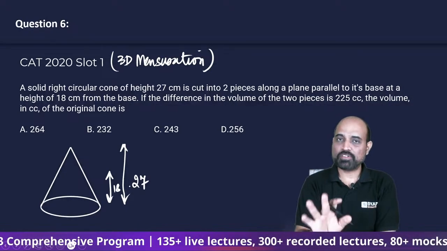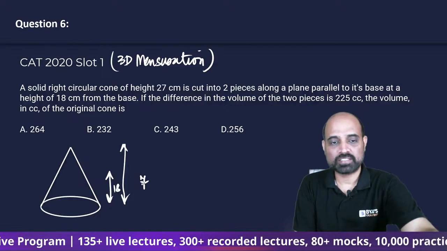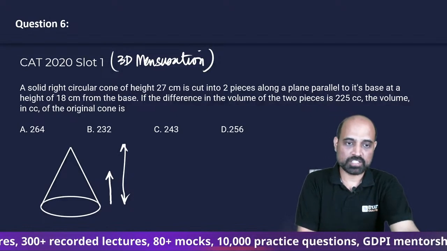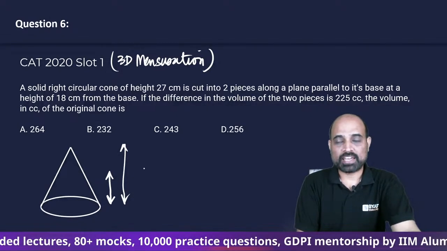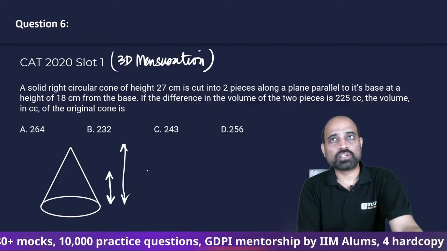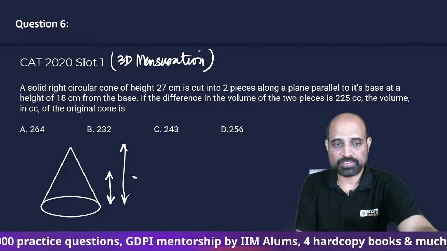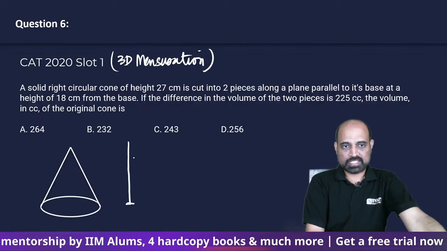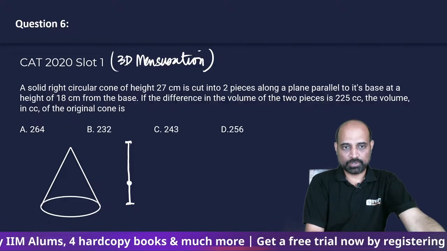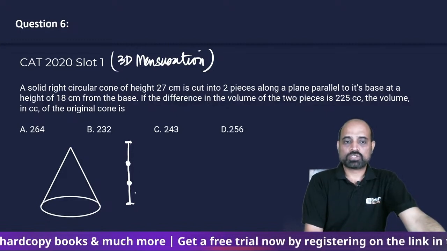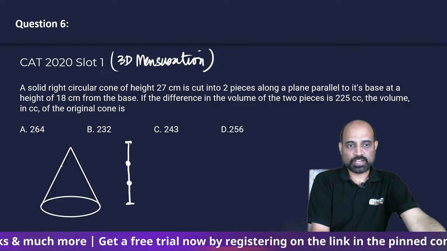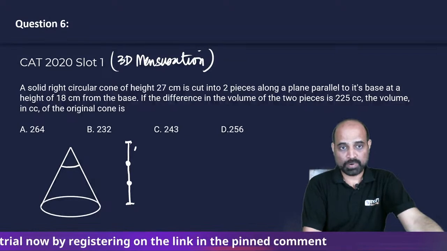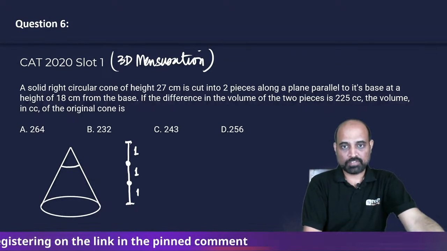So we are not concerned with 27 and 18 themselves. Our concern is what the ratio of 27 and 18 is. Please understand, it's all about ratios. 9 into 2 is 18, 9 into 3 is 27. So this is how I'm going to draw. This is the entire height, and I'm going to break it into three equal parts: one part here, one part here and one part here.